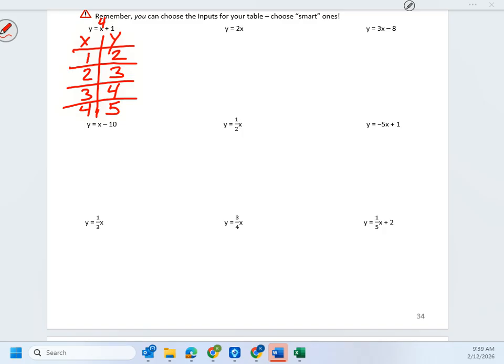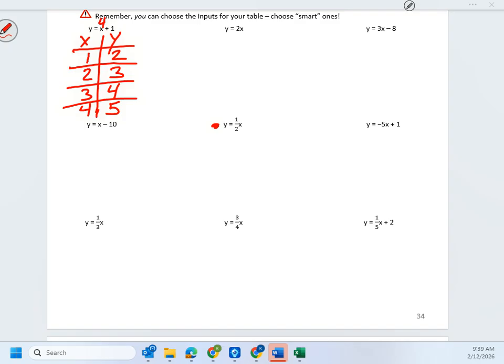When we get to one that has a fraction, you can choose your x. So when it says you can choose the inputs, you can put whatever x you want. Like I said, for me, smart ones, I just like to go 1, 2, 3, 4 because it's easy for me. Okay, that's what I choose to do.